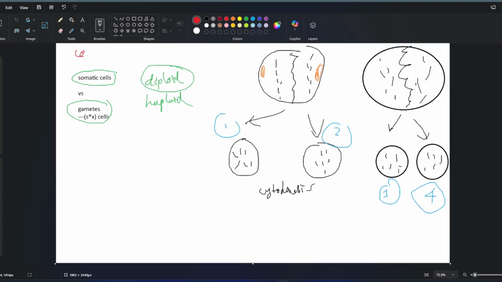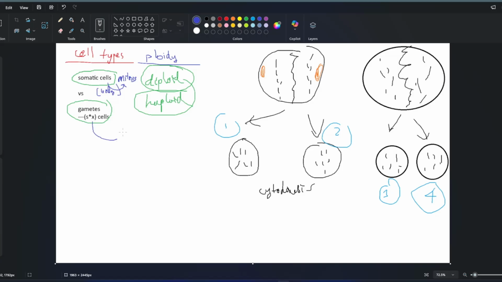So these are your cell types, and these are the ploidy that the cell could have. Somatic cells use mitosis. So this is a broader overview of what's happening in mitosis, and these are your body cells, in other words.